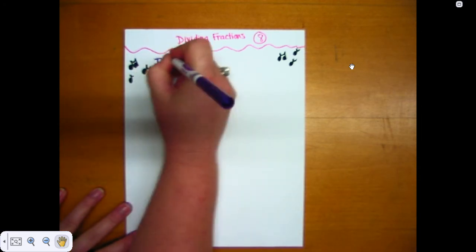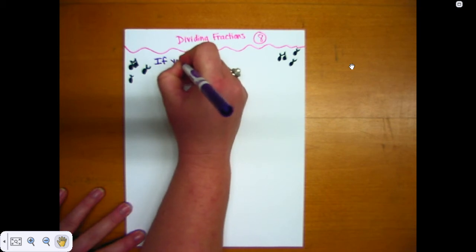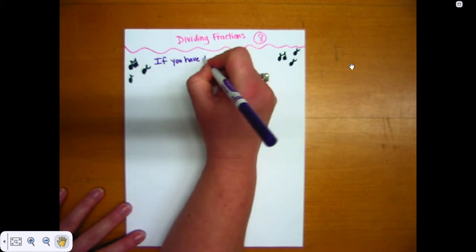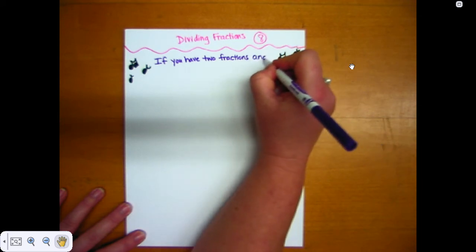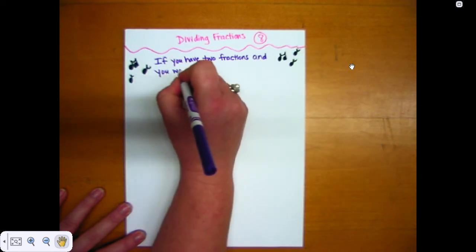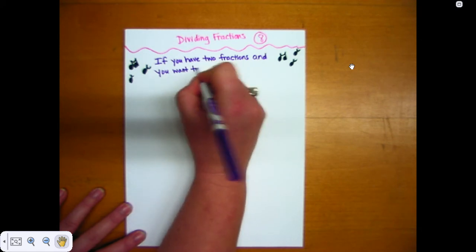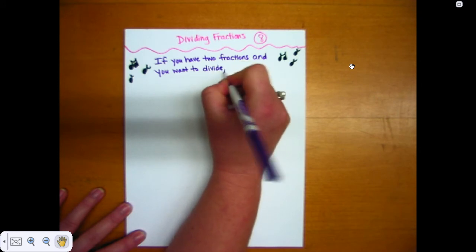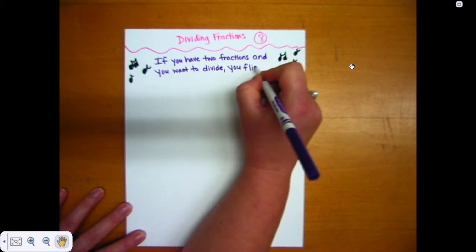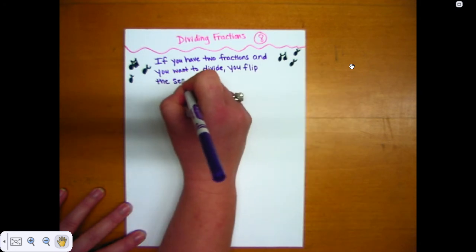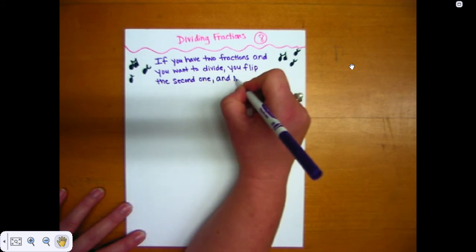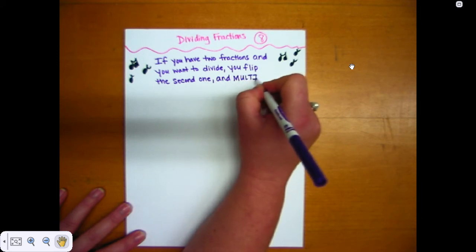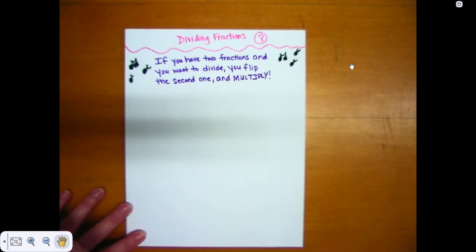And I sing it a lot, so I hope it's in your head. If you have two fractions, and you want to divide, you flip the second one and multiply.